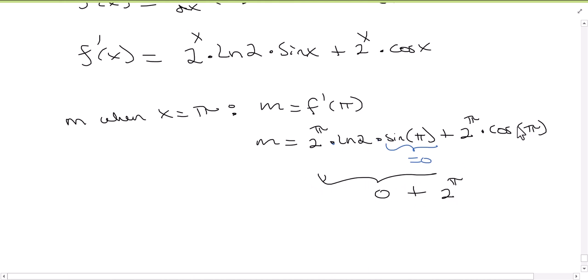And what's cosine of pi? Cosine of pi is equal to -1. So I'm going to have 2 to the pi times -1. So our slope is -2 to the pi.